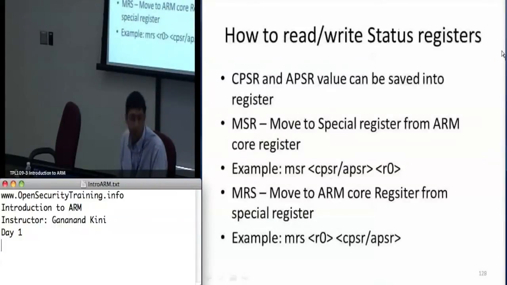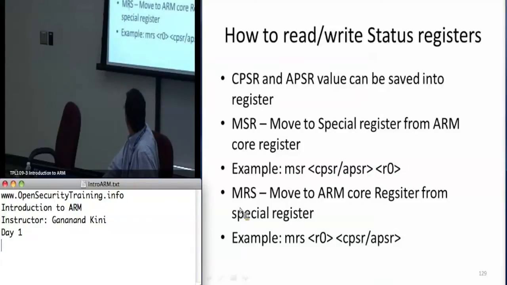So how can we actually write to the CPSR if we had to? So you have these two instructions, MSR and MRS. The way I remember it is S is special, R is register. So this is the destination and this is the source. So you're going to move into the special register, which is CPSR in this case, a value that's stored in the core register, and that can be R0 through R11, right?